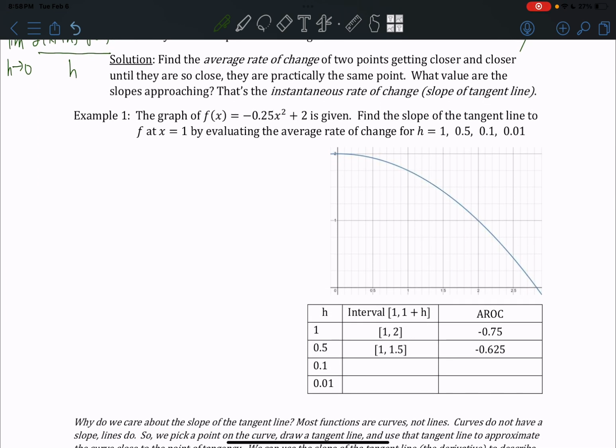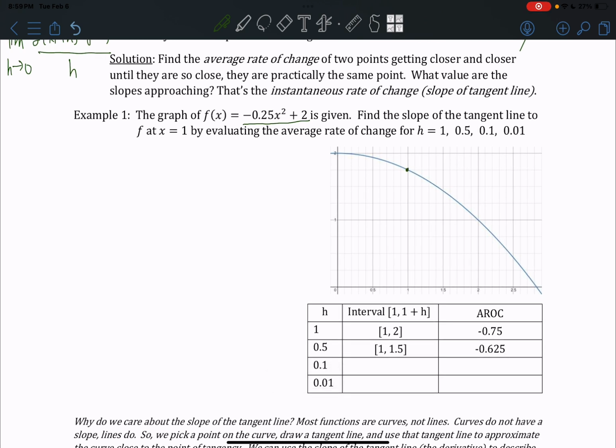This example still uses the idea of using the secant line to predict what's happening at the tangent line. You're given a function here, negative 0.25 x squared plus 2, and the graph is there. So at x equals 1, this is the point right here. As you plug x equals 1 into f, you will get that this point is 1, comma 1.75.